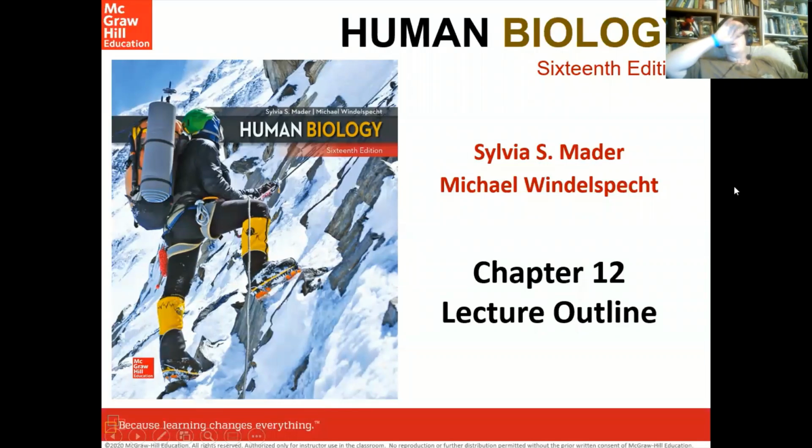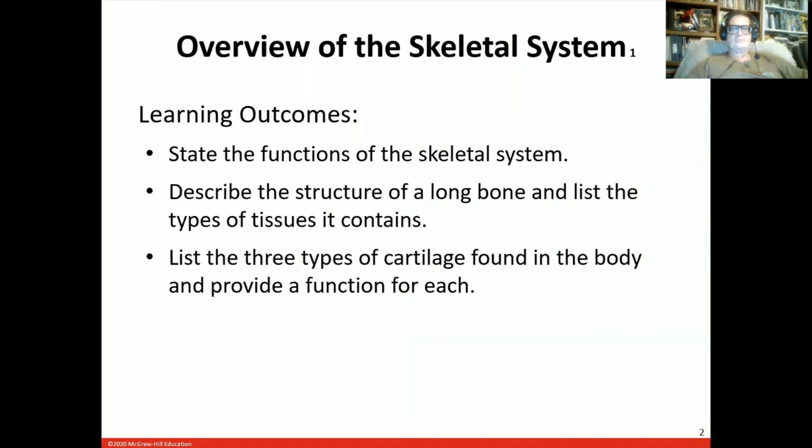Okay, folks, let's go over chapter 12, which is the skeletal system. We're going to talk about the function of the skeletal system. This is the overview at the very beginning. Describe long bone and the types of tissues it has, and the three types of cartilage that we have in the body. That's going to be the hyaline, the elastic, and the really tough fibrocartilage that you have in between your vertebral discs, for example.